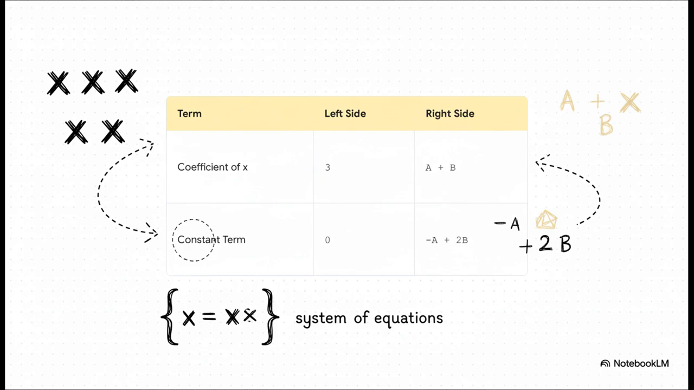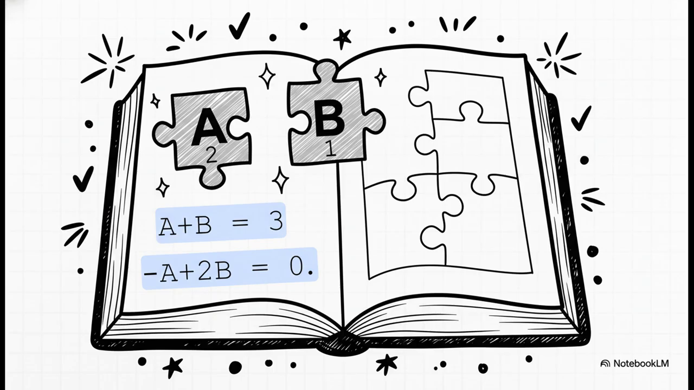The number in front of x on the left side is 3. That has to equal the stuff in front of x on the right side, which is A plus B. And hey, the constant number on the left is 0, and that has to equal the constant on the right. This gives us a system of two equations that we can totally solve. By solving this pretty simple system, boom, we found our missing pieces. A is 2 and B is 1. The secret recipe has been revealed.